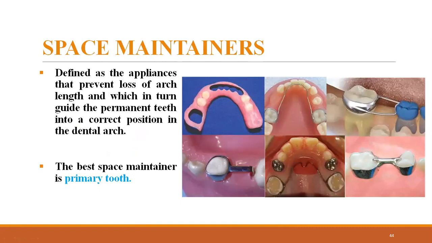Space maintainers are defined as the appliances that prevent loss of arch length and in turn guide the permanent teeth into correct position in the dental arch. We know that the best space maintainer is the primary tooth. These are the various types of space maintainers.